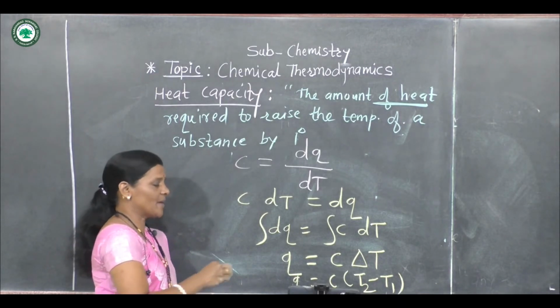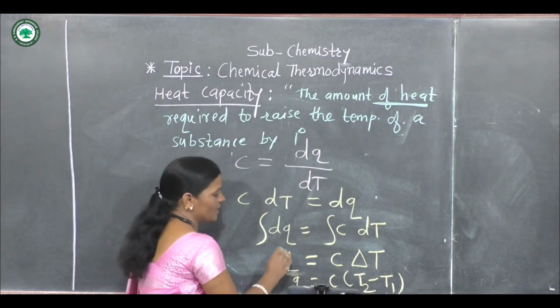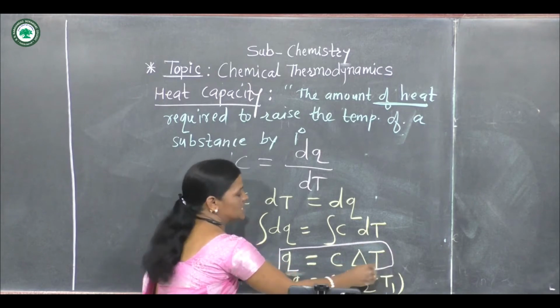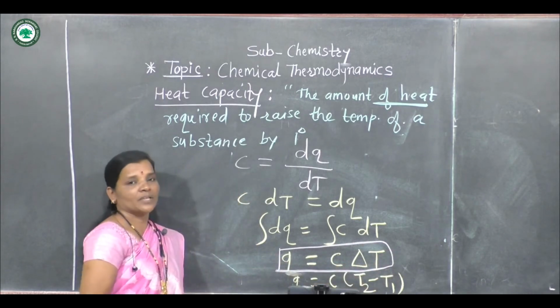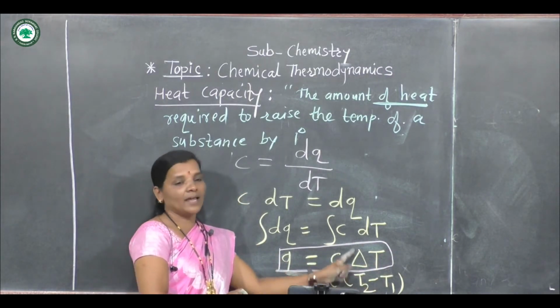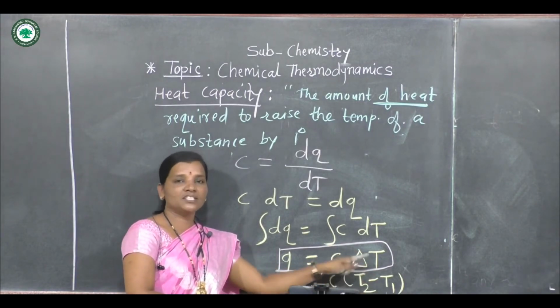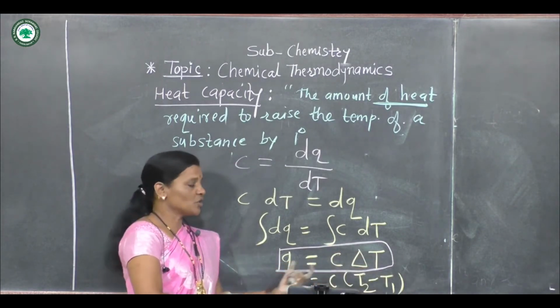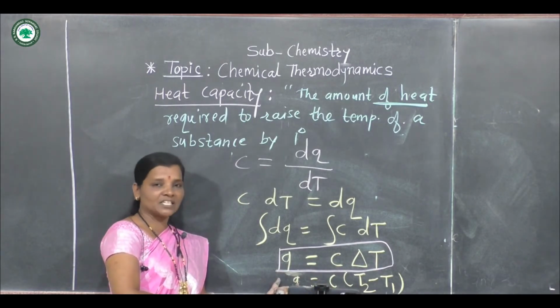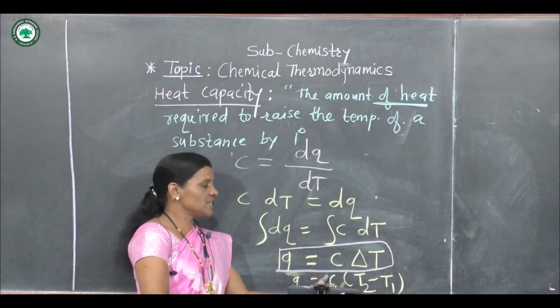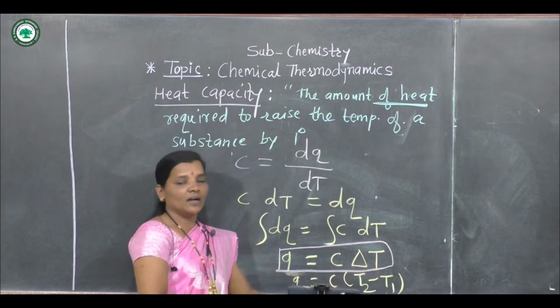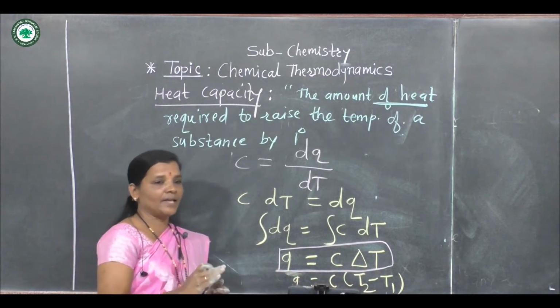So for heat capacity, this formula is very, very important. Q is equal to C del T. What is del T? That is T2 minus T1. So here Q, that is heat, is equal to C del T. This formula is very important.